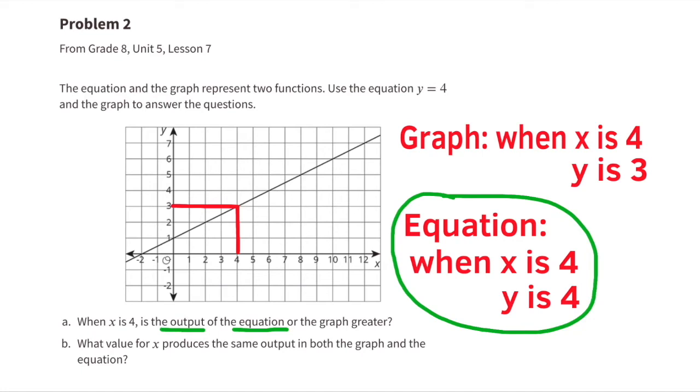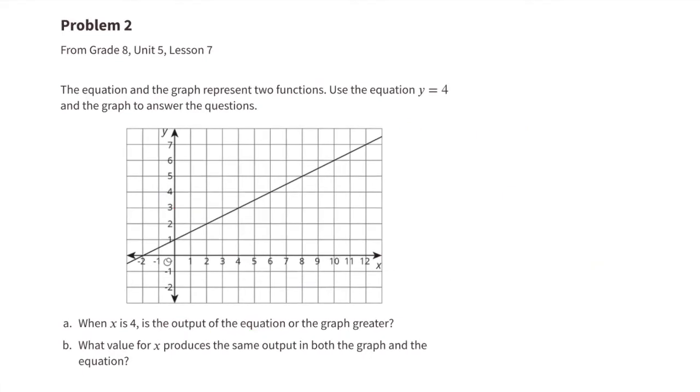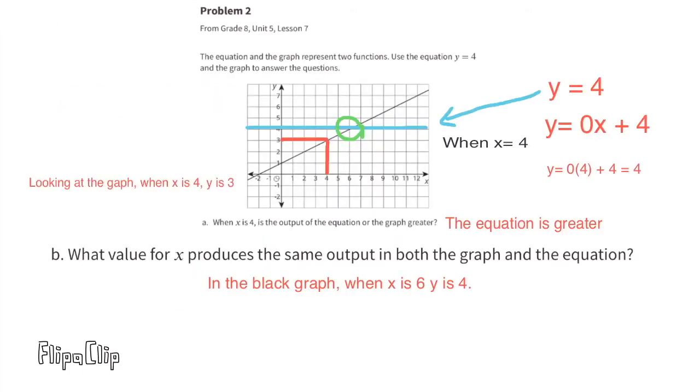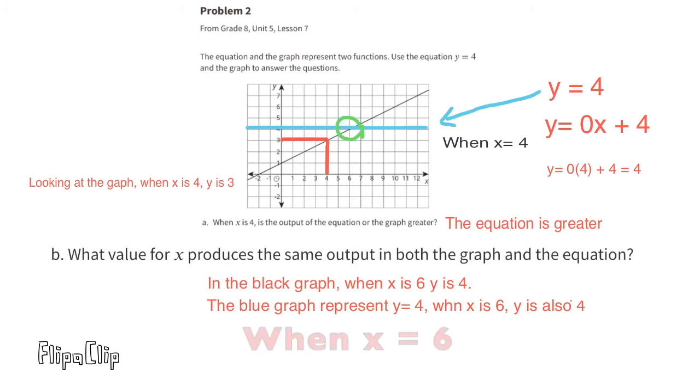B. What value for x produces the same output in both the graph and the equation? In the original graph, when x is 6, y is 4, and the blue-colored line represents the equation y equals 4. When x is 6, y is also equal to 4. When the value for x is 6, both the graph and the equation have the same output.